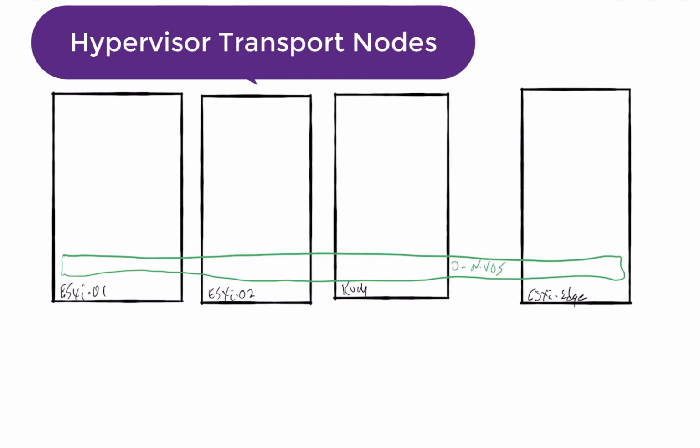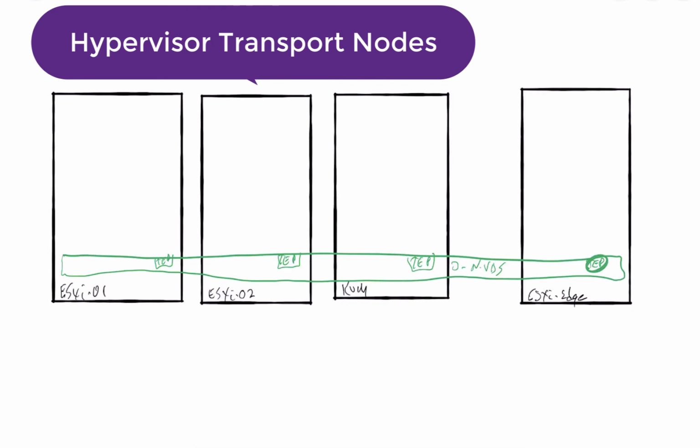When I deploy, I'm asked to put in a pool of IP addresses. That pool of IP addresses is going to be used for the TEP, the tunneling endpoint, for each of these hosts. And the TEP, of course, is the endpoint that provides the overlay tunnel.